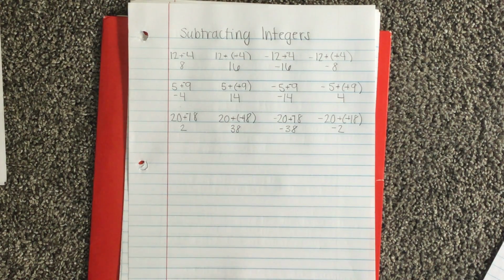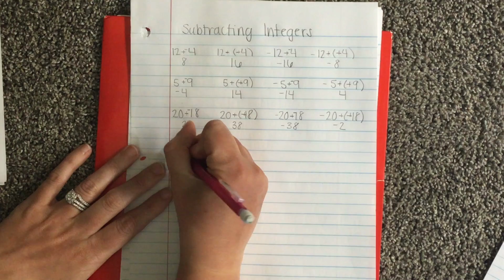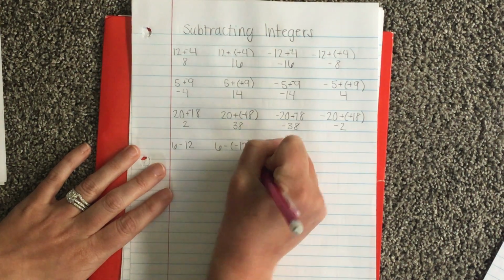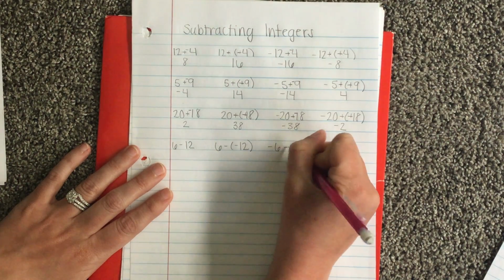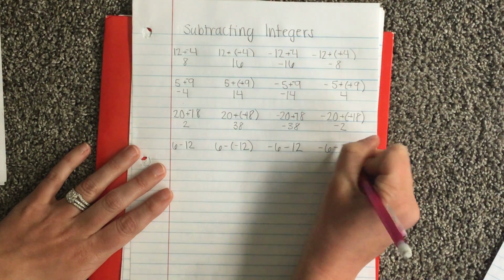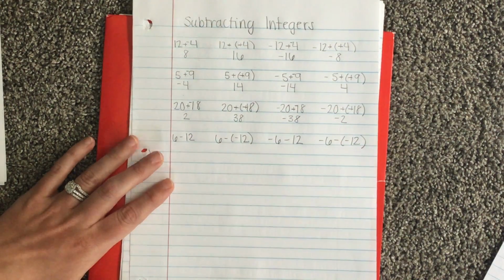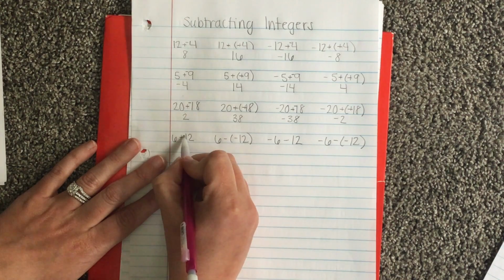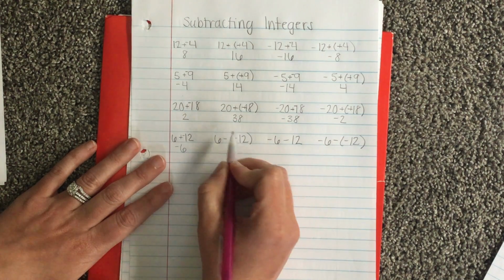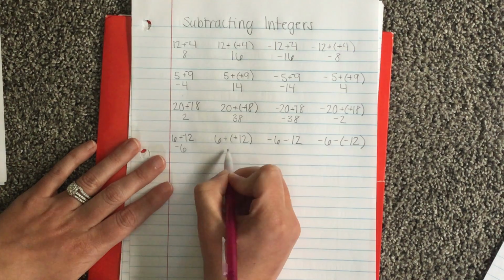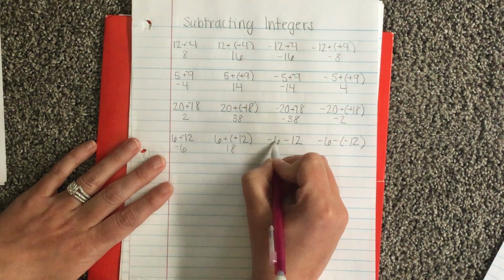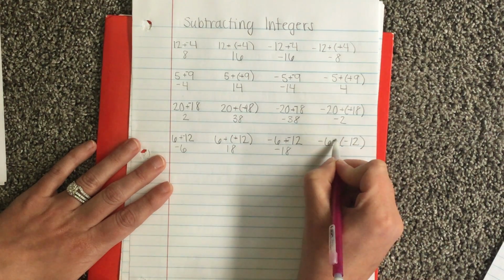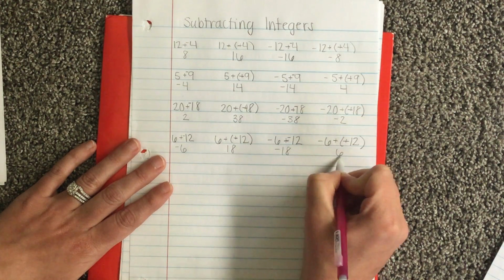We're going to do one more round just to make sure you've got this. 6 minus 12, 6 minus a negative 12, negative 6 minus 12, negative 6 minus a negative 12. Push pause and try those now. Keep, switch, opposite, different sign, difference. Keep, switch, opposite, same sign, sum. Keep, switch, opposite, same sign, sum. Keep, switch, opposite, different sign, difference.